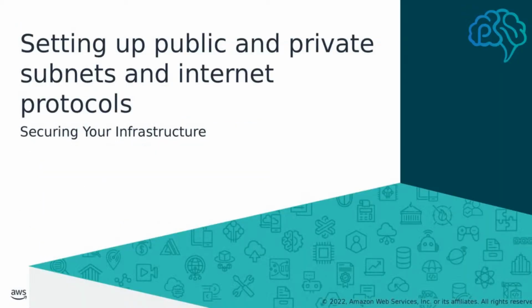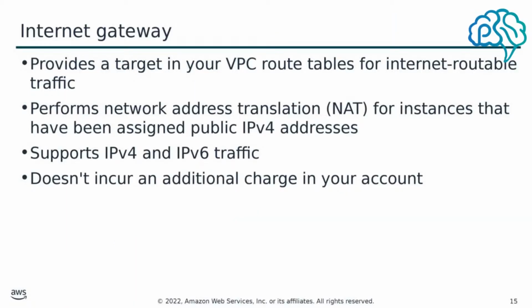And if we dive into setting up public and private subnets and internet protocols here, this would be really the next evolution of what would happen. An internet gateway serves two purposes, and this is kind of a confusing term sometimes, but it's a target in the VPC route table for internet routable traffic, and it performs network address translation, or NAT, for instances that have been assigned a public IPv4 address. So the internet gateway would support IPv4 and IPv6 traffic, and it doesn't cause availability risks or bandwidth constraints on the network traffic. And also there's no charge.